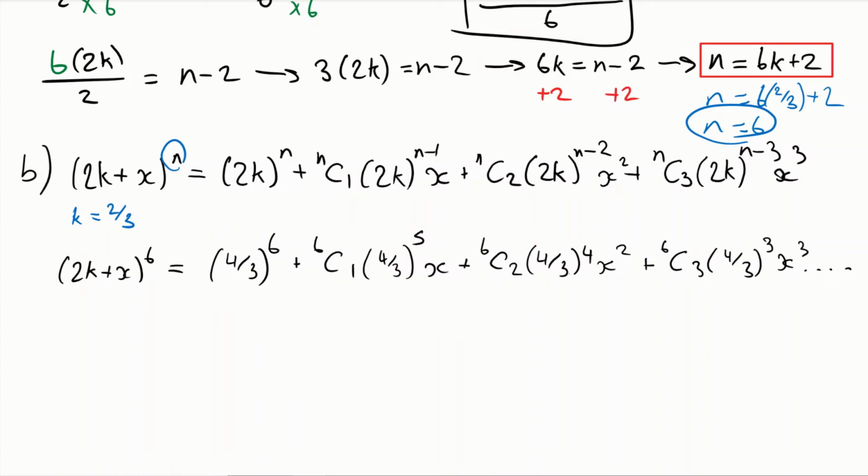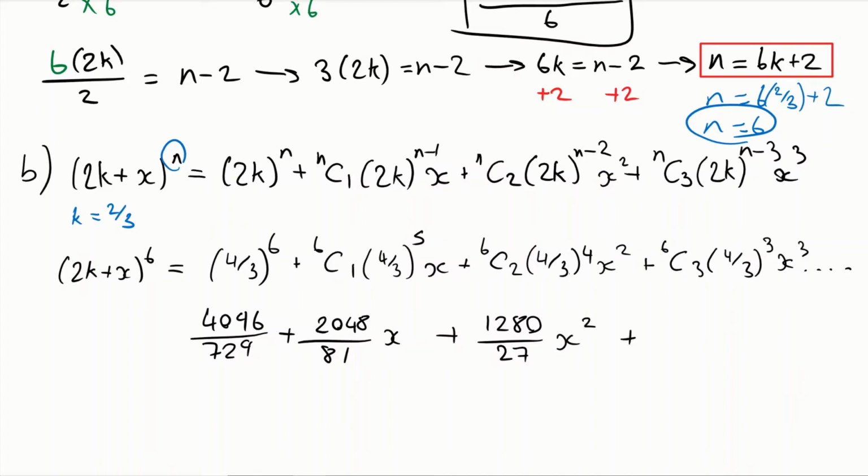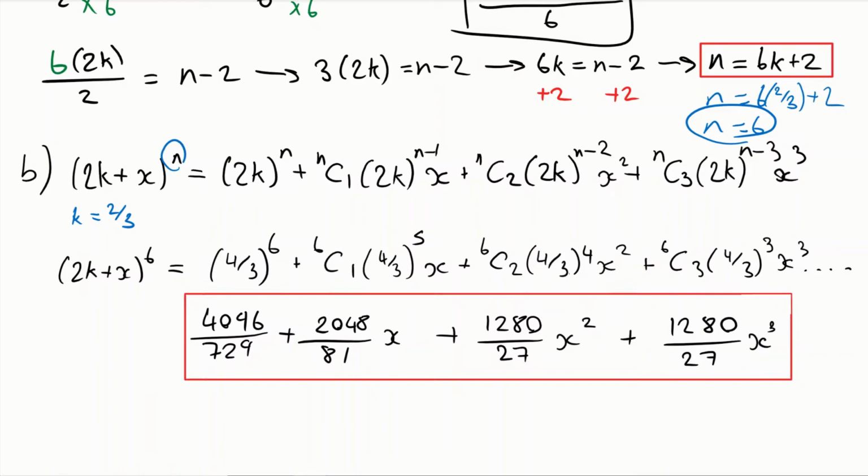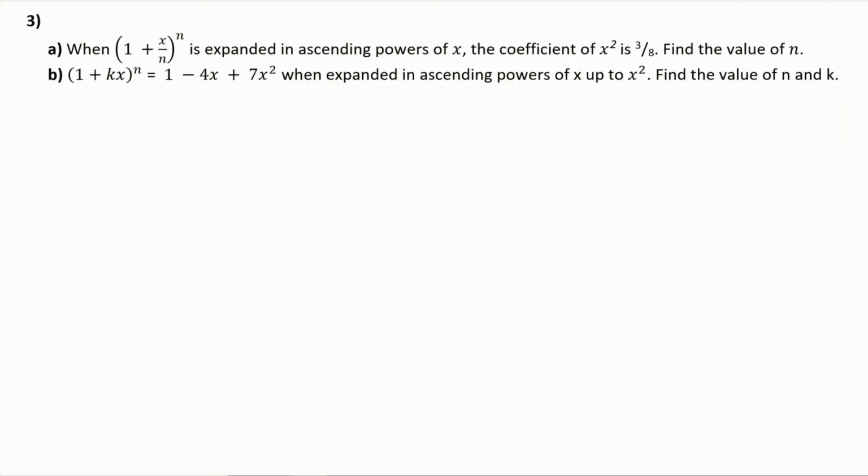And now to simplify everything, that should simplify to 4096 over 729 plus 2048 over 81 x plus 1280 over 27 x squared plus 1280 over 27 x cubed. And as horrible as those fractions look, this is as simple as we're going to get, and this is our answer for part B. Okay, so for question 3, we are really taking things up a notch.